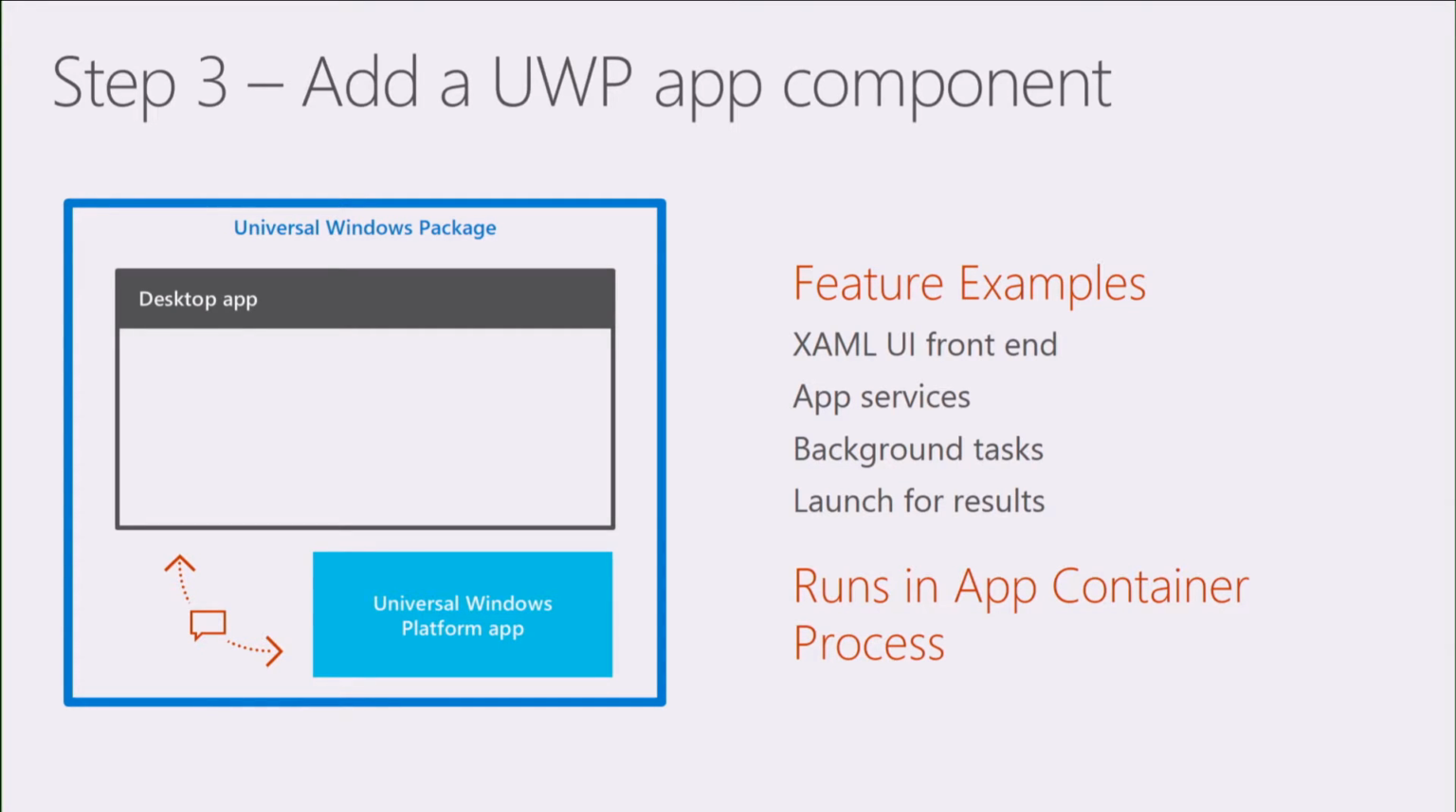So for those specific cases, you can have this extend phase and basically package up a UWP app with your existing desktop application. And you have this communication flow, basically, that can go back and forth between them. And you can see that UWP app inside of it, that runs in the app container, as we call it.